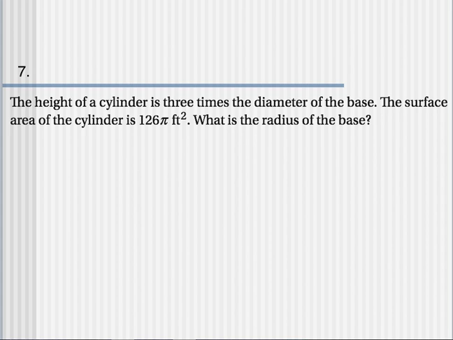So one thing I like to do with word problems in general is summarize the information they give me as a list of variables on the side. So when they say that the height of the cylinder is 3 times the diameter of the base, I'll summarize that by saying h for height equals 3d for diameter. And when they say the surface area of the cylinder is 126 pi, I'll write that as SA equals 126 pi. I also like to make a note of what they're asking for. They're asking what is the radius of the base, so I'll make a note to myself. R equals question mark. That's what I'm trying to solve for, is R.